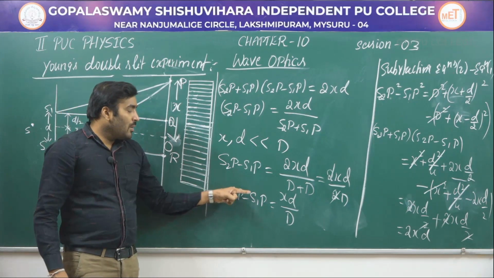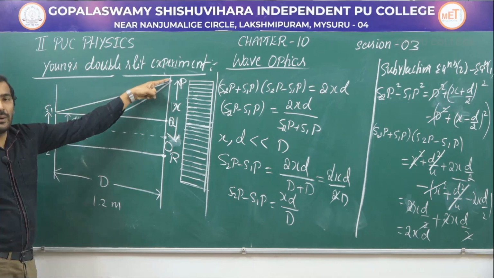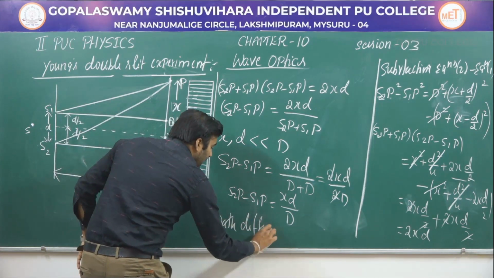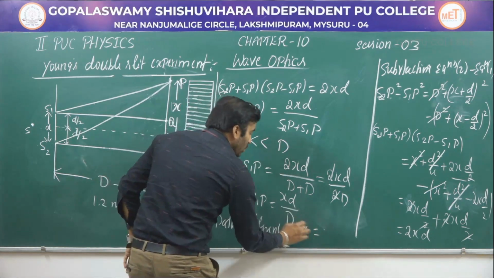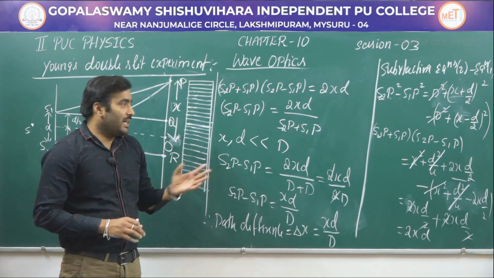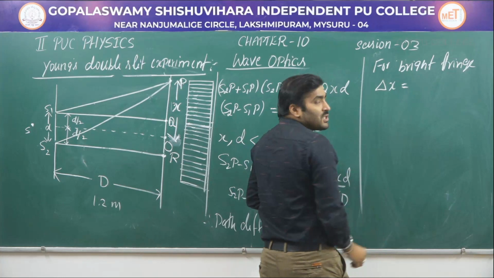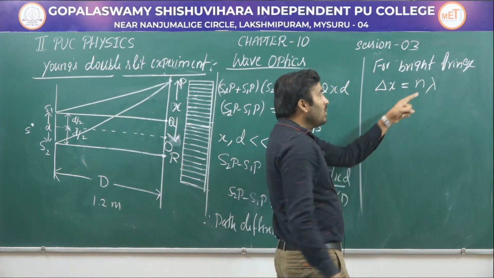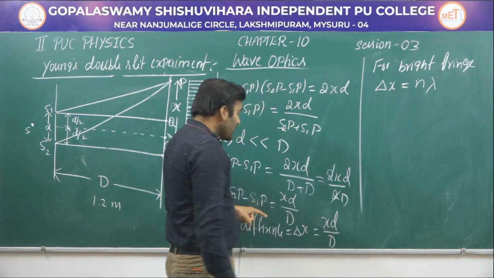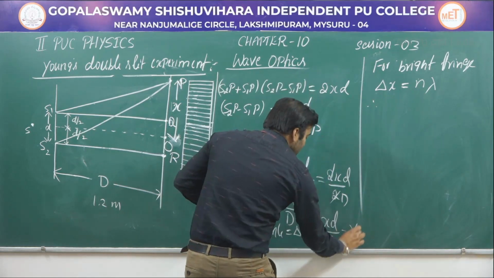But this S2P minus S1P is nothing but the path difference between the two waves. Okay. S2P minus S1P gives us the path difference between the two waves. Therefore, the path difference, that is equal to delta x, which is equal to x into d divided by capital D. Now we need to write the condition for obtaining the bright fringe and dark fringe. Let us write this. See, for bright fringe, the path difference delta x should be equal to n lambda, correct? The integral multiples of lambda. So for this condition we obtain a bright fringe. Therefore substitute the value of path difference equal to xd by D in that equation. Therefore say this is equation number 3.